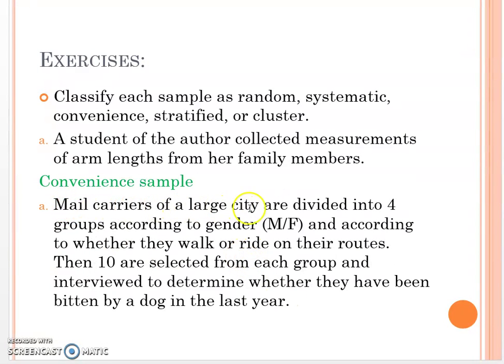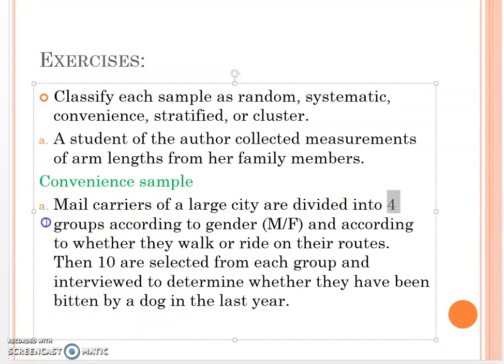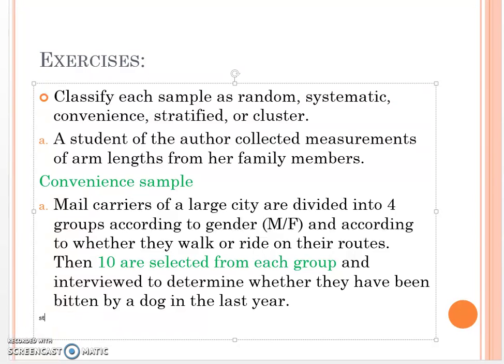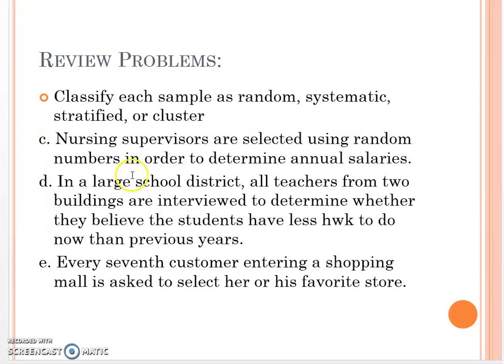Second one, the mail carriers of a large city are divided into 4 groups according to whether they walk or ride on their routes. Then 10 are selected from each group. This goes back to 4 groups and 10 from each group. So that's a stratified sample because you are taking a sample from each group, right? Stratified sample. C, D, E, okay, another 30 seconds for you guys.